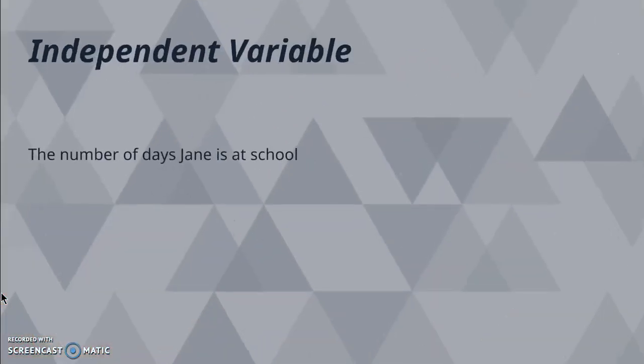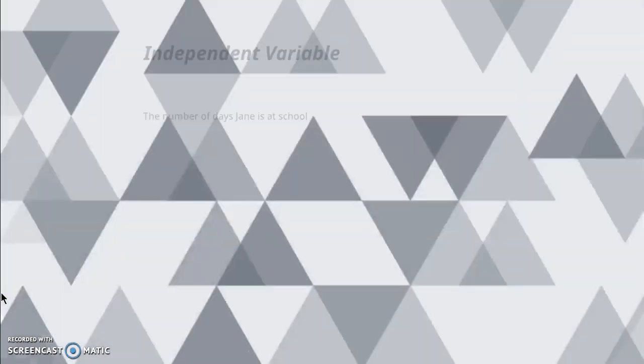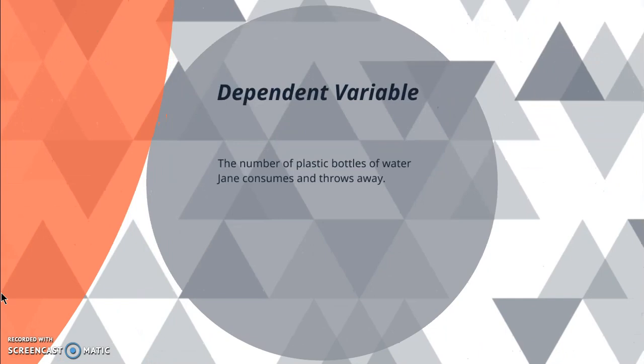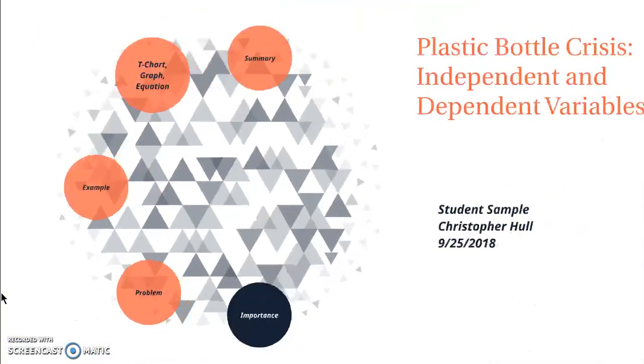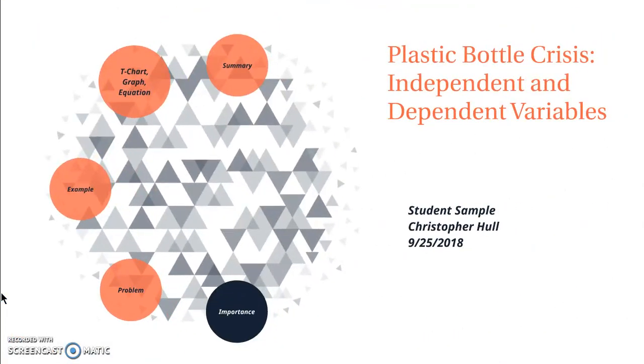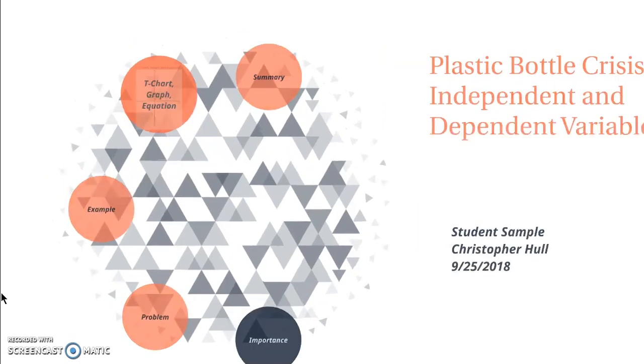The independent variable is the number of days Jane is at school, and the dependent variable is the number of plastic bottles of water Jane consumes and throws away. We want to represent this in a T-chart, graph, and an equation.